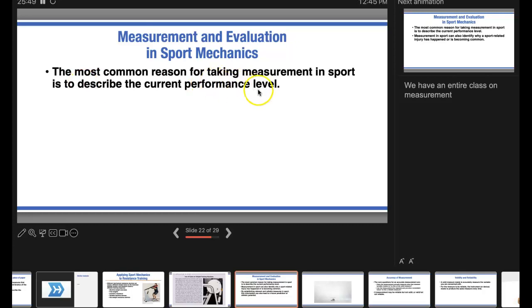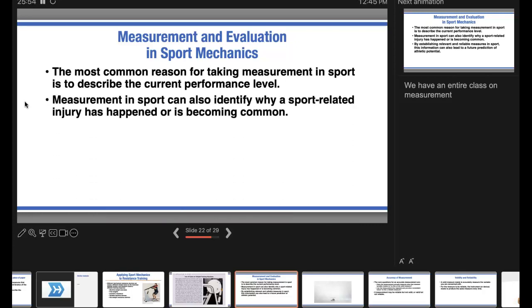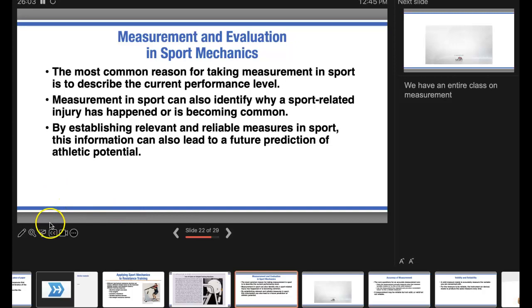So the most common reason for taking measurements in sports is sport performance level. Measurements in those sports identify when a sport-related injury has happened or is becoming common. By establishing relevant and reliable measures, this information can predict future athletic potential. You see a lot about that when it comes to the draft. Let's just take the football combine. They take a 225 weight and ask, how many times can this person bench press 225? That's the standard they use. Or the 40-yard dash.